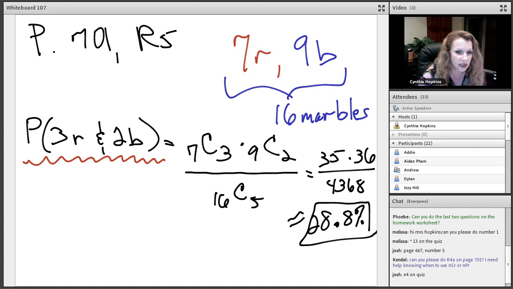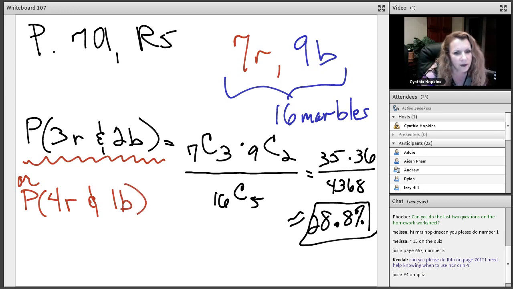Okay, so since we're selecting 5, that means either 3 are red or 4 are red or 5 are red. Well, we already did the 3, so I'm not going to do that again. Okay, then I'm going to write or the probability that 4 are red, and if 4 of them are red, then 1 of them is going to be blue. I know I'm doing that all in red, but anyway. So this is going to be out of the 7 red, choose 4, and then out of the 9 blue, choose 1, and then of course over the same 16C5.